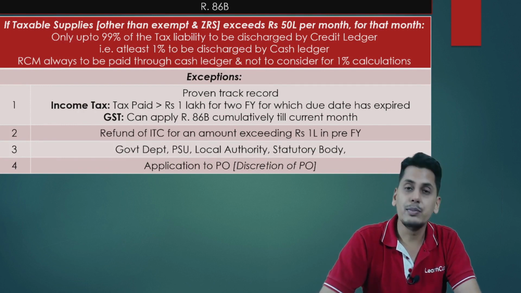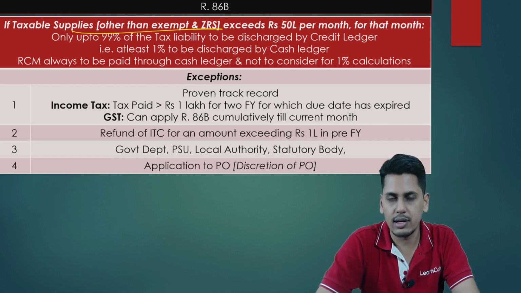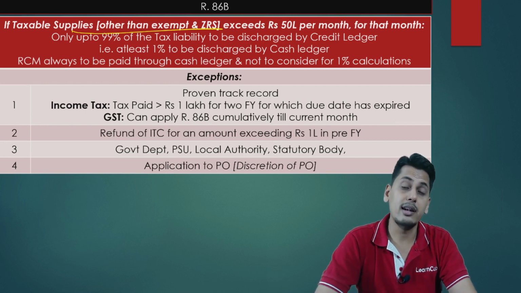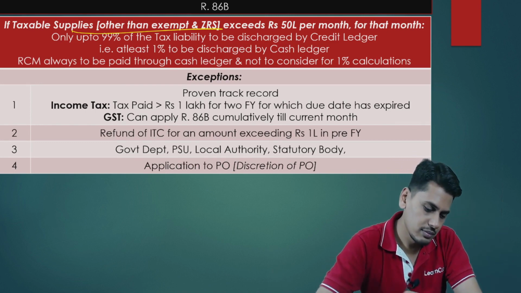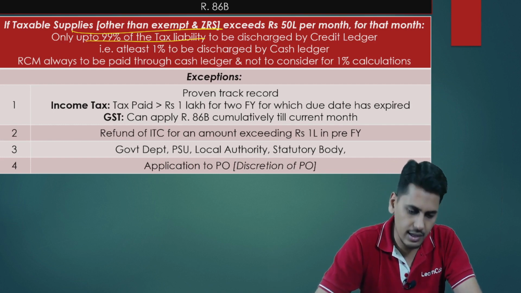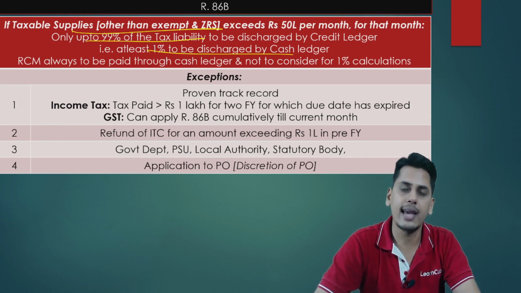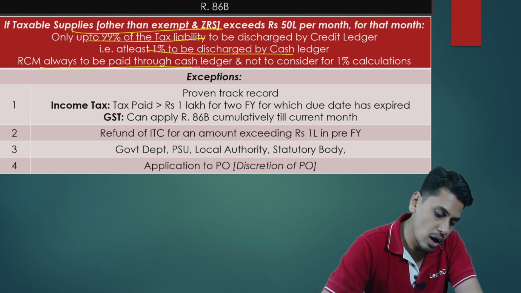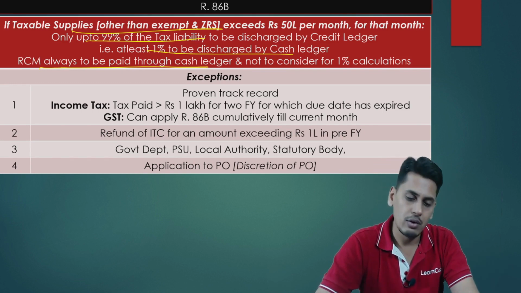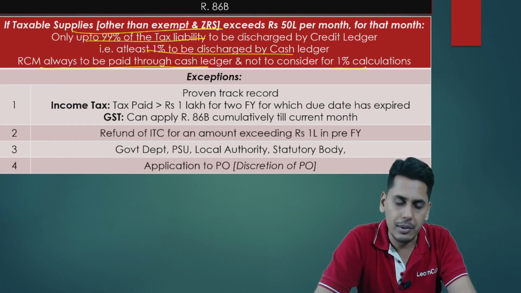So now friends, 86B tells us the crux of the discussion: if taxable supplies other than exempt and zero rated supplies is exceeding rupees 50 lakhs in a month, then for that particular month only up to 99% of the tax liability can be discharged by credit ledger, which means that at least 1% has to be discharged by cash ledger. Now RCM always has to be paid by cash ledger and it should not be considered for the purpose of computing the 1%, neither in the numerator nor in the denominator.